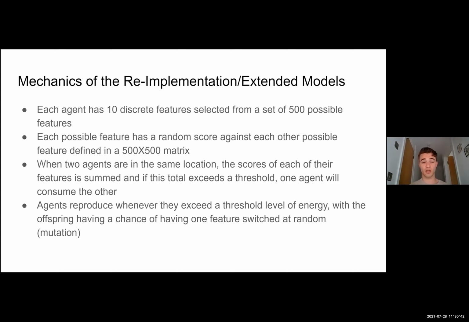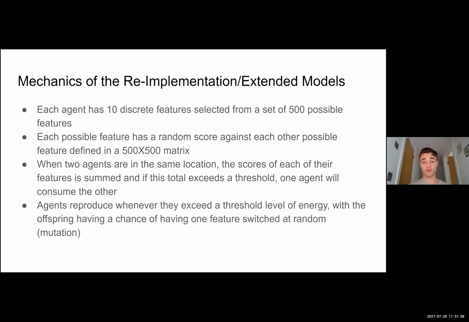So interactions occur when two agents are in the same spatial location. And when this occurs, the scores of each agent are summed up. And if the total of one of them exceeds a given threshold, then one agent can eat the other one. So it would be analogous to one animal eating another one in an ecosystem and then gaining its resources.